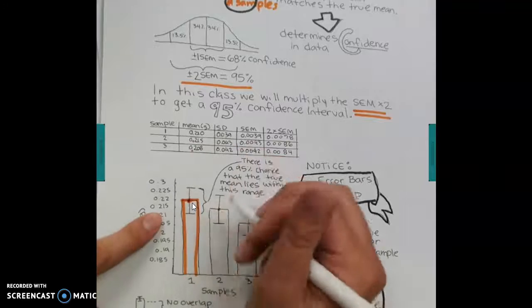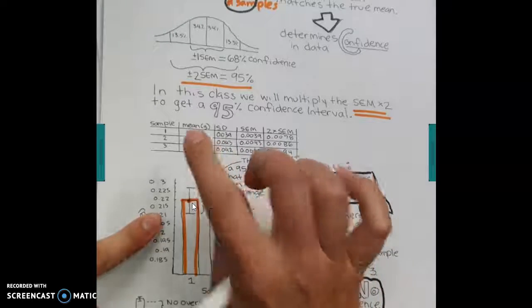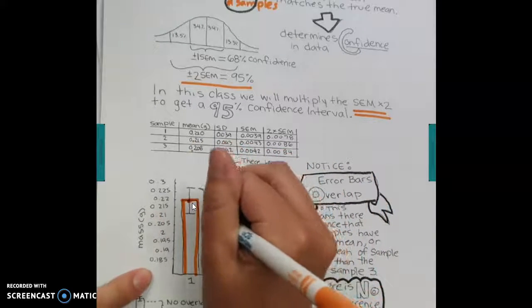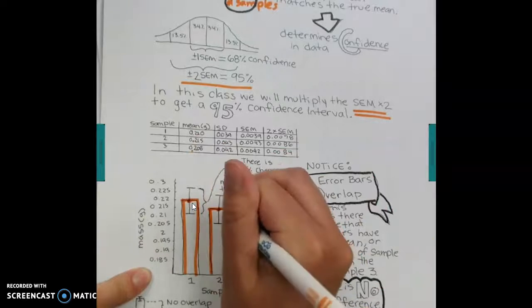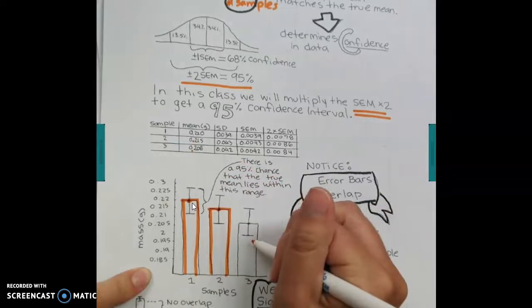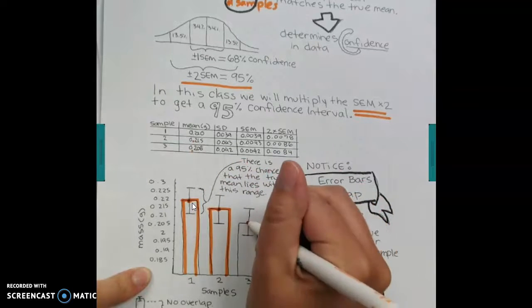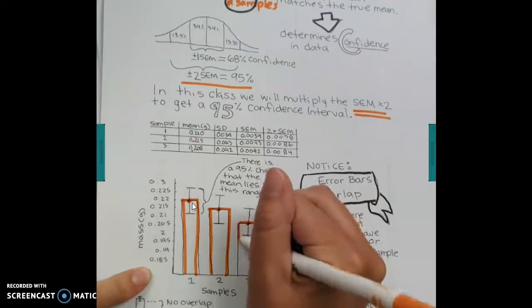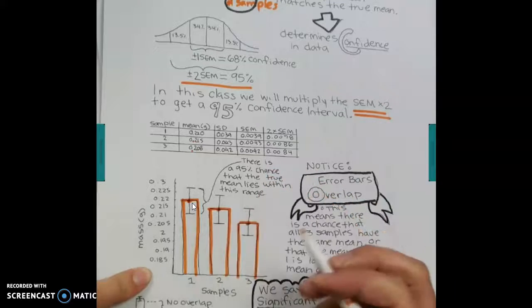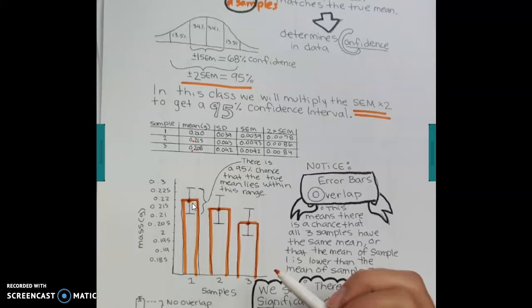So I graphed my mean here. And then for sample 2, my mean is 0.215. So I'm going to put my little dot here and draw my bar graph. And then for sample 3, our average was 0.208. So I'm going to plot that and then draw my bar graph. And then we need to add in our error bars.